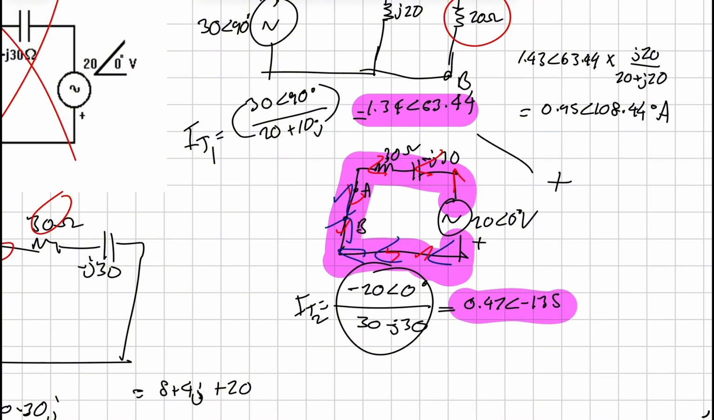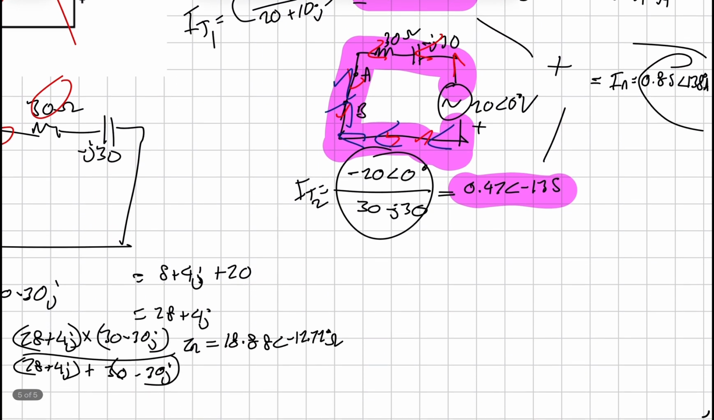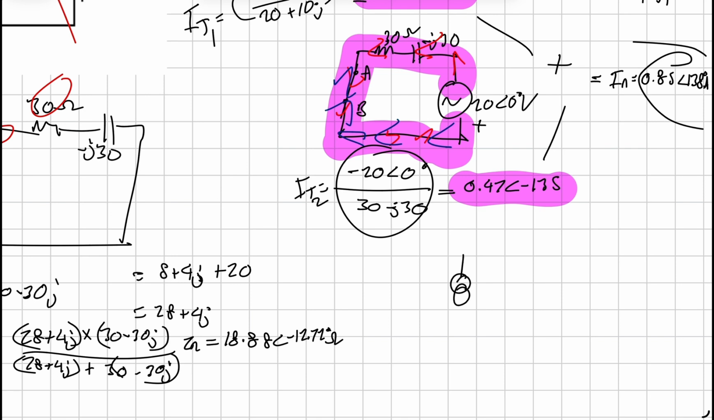You add them together, and then you'll get 0.85 138 degrees amps. If you really want to draw the circuit for it, you can. It'll be 0.85 138 degrees amps.